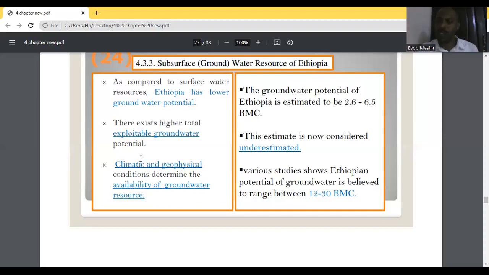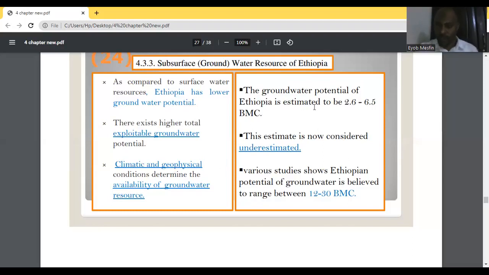Most of the time, the groundwater resource that is determined has a direct relation to this concept. I try to explain the climatic condition. We do have a better climatic condition compared to others. That is why Ethiopia is the water tower of East Africa. And the geophysical condition by itself determines the groundwater potential. So if we implement different mechanisms to percolate the rainwater into the ground, we will improve our groundwater potential.